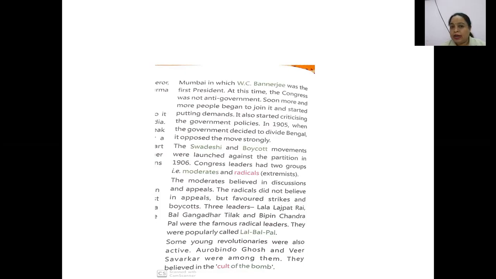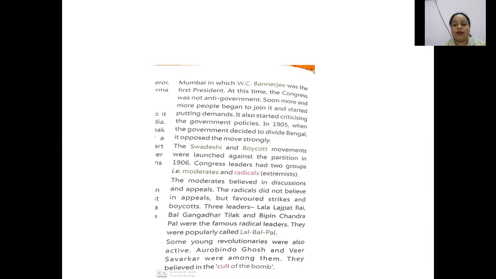So what happened in 1905? That is called the partition of Bengal. All these details we will study in class 8th. For now, you should know that more and more people started to revolt against the Britishers. The Swadeshi and the boycott movement were launched against the partition in 1906.